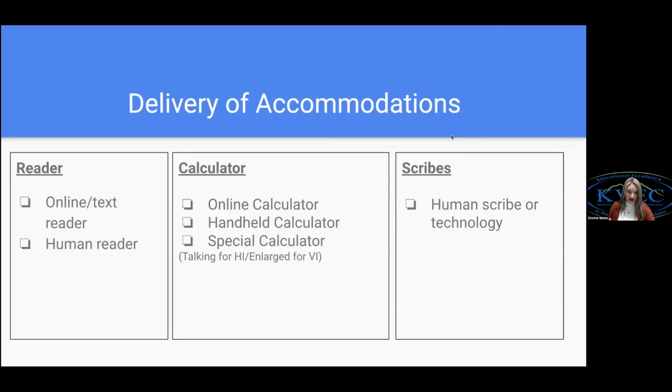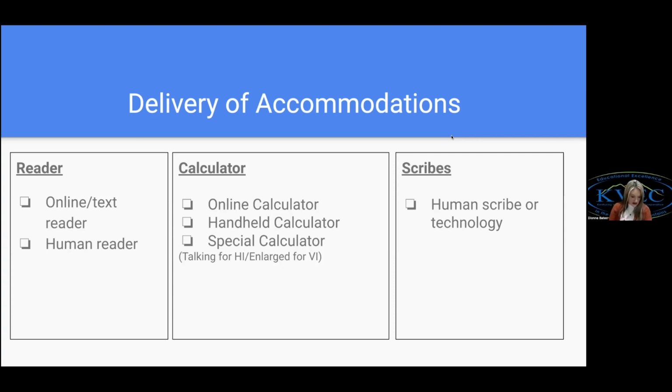When we think about those accommodations and what students are going to need, there are different choices that we have when we select those accommodations, talking about an online or text reader versus a human reader. And so the other thing is, we got this conversation about, do we need an online calculator? Do we use this handheld calculator? And then if we have an enlarged calculator, a special calculator, that would be maybe for our VI kids or our hearing impaired kids. Or then when we're talking about a scribe.